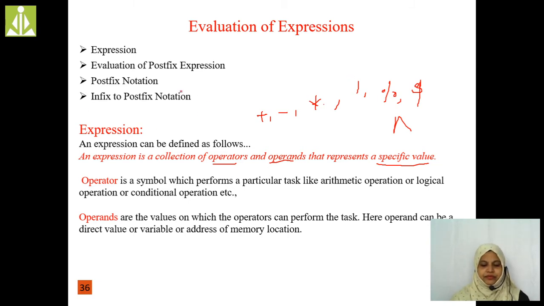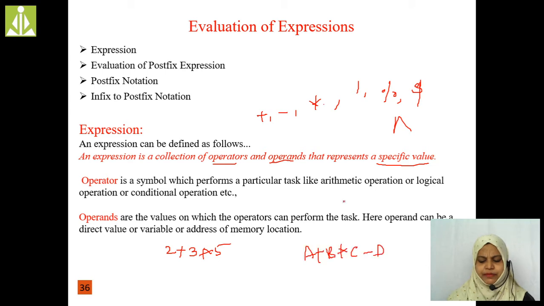Some examples of expressions are 2 plus 3 star 5. This is one example of an expression. Or else, a plus b star c minus d. This is also one type of expression. Generally, we use stacks in the conversion of infix to postfix expression, or we can evaluate the postfix expression. These are the general examples of applications of stacks.